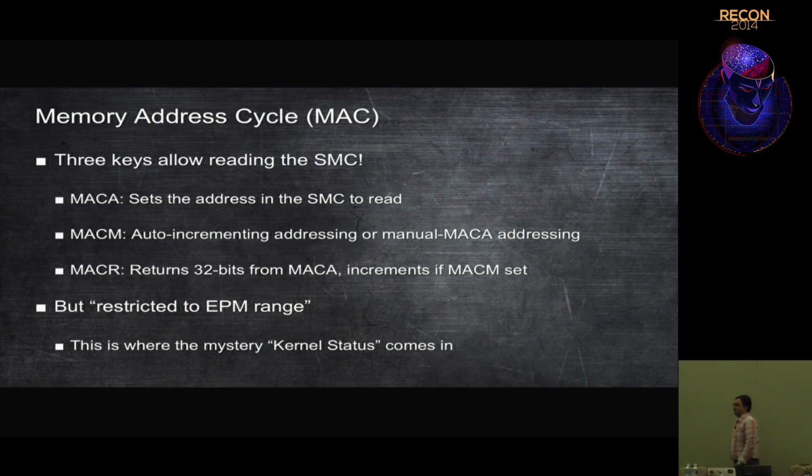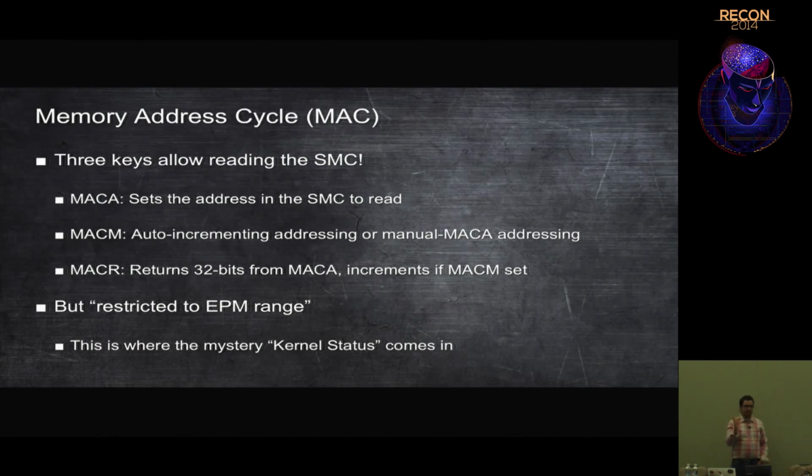One of the things I thought of doing was to use the memory address cycle. If you go and read that old leaked document, it says there are 3 keys that let you actually read from the SMC. MACA, which you can configure what address to read from. MACM, to configure the mode if you want automatic addressing, so that every time you read from MACA, it increments MACA by 4. And MACR, which reads 32 bytes from MACA. So every time you read MACR, it reads from MACA, and if MACM is set, MACA increments automatically.